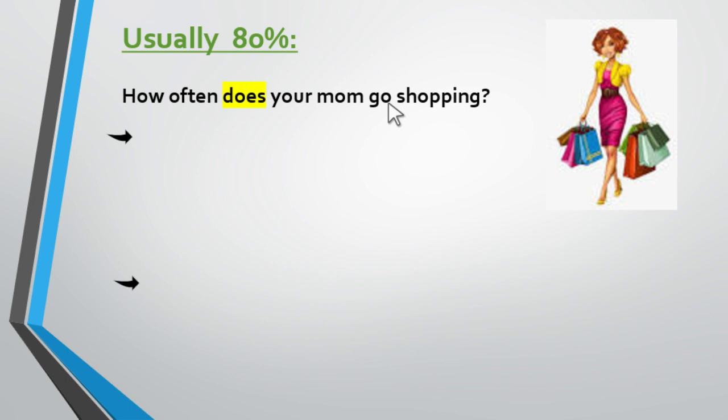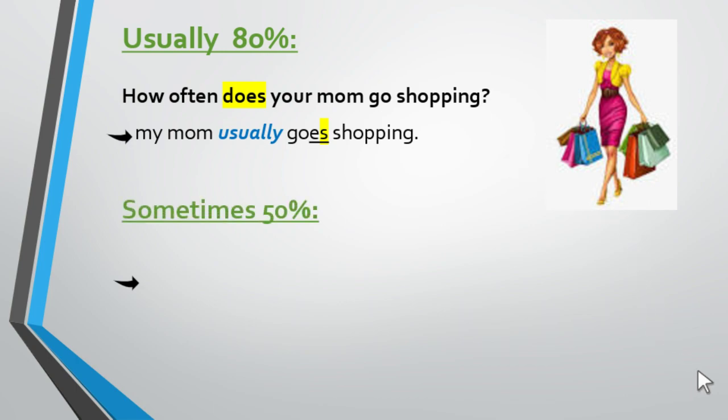So what do we say? Please think about it, and then I'm going to say the answer. Exactly. My mom usually goes. You see here? We conjugated this verb in the third person singular, my mom. If we want to replace my mom with a personal pronoun, we replace it with she, so it becomes she usually goes shopping. Very good. Now let's go to the other question.